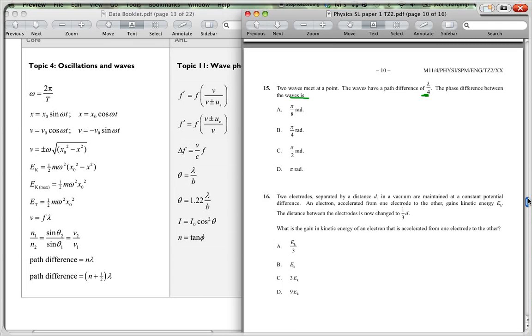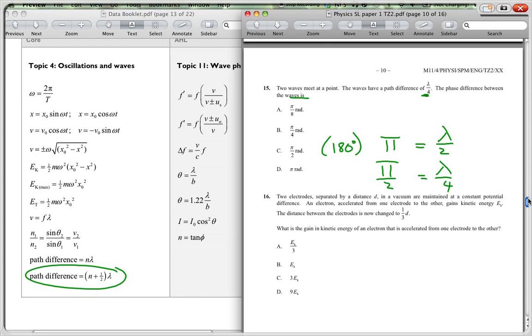Now, if we get a phase difference of pi, which in radians corresponds to 180 degrees, that corresponds to half a wavelength difference. That's when things are out of phase. This is the situation over here. So if pi corresponds to lambda over 2, then lambda over 4 would obviously correspond to pi over 2. So we are looking at 15C.